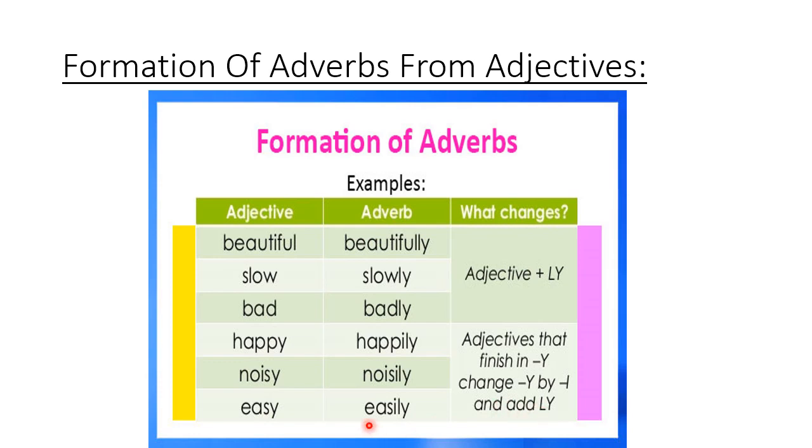This is very simple. If the word is ending with y, then we have to remove this y and add ily. Clear? So beautiful turns beautifully, slow turns slowly, bad turns badly, happy turns happily, noisy turns noisily, easy turns easily. Simple? Easy to understand? Moving next.